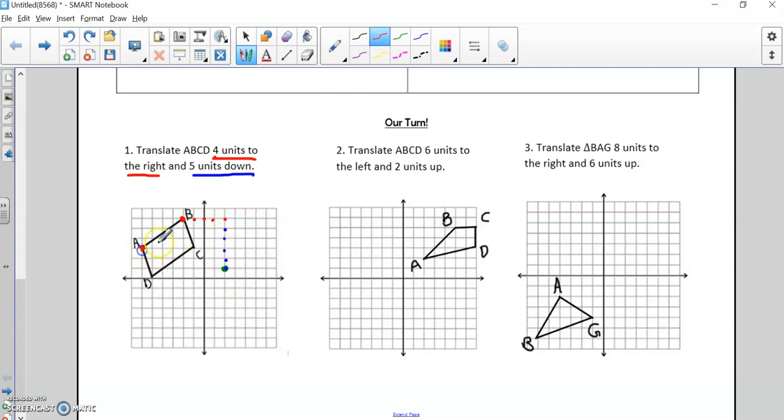We're going to take A and go 1, 2, 3, 4. Take B and go 1, 2, 3, 4, 5. This is our point. So okay, and then we have 2 more to do. I went completely out of order, but that's okay. It doesn't matter which one you do first. Just counting out 4 and 5 each time.